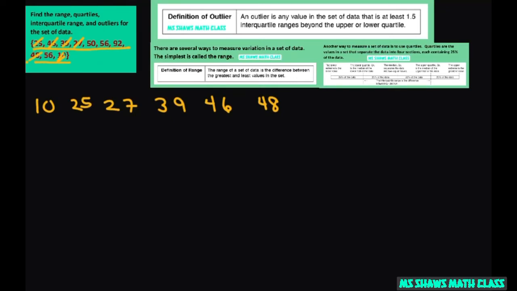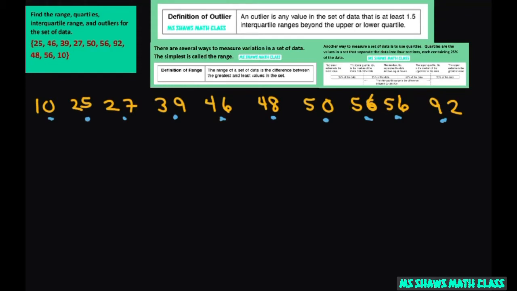Now let's do the 50s. We have 50, two 56s. I don't know why I wrote 55. 56, 56, and then 92. All right, so let's count how many numbers we have. I'm going to go ahead and erase that. So we have 1, 2, 3, 4, 5, 6, 7, 8, 9, 10 numbers. That means we have an even number of values here.